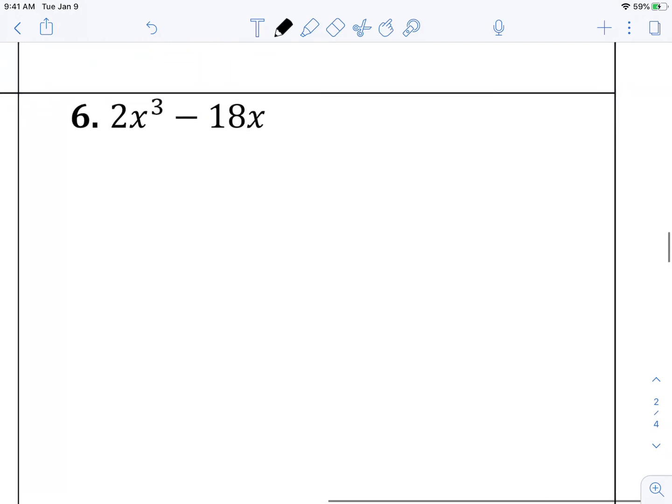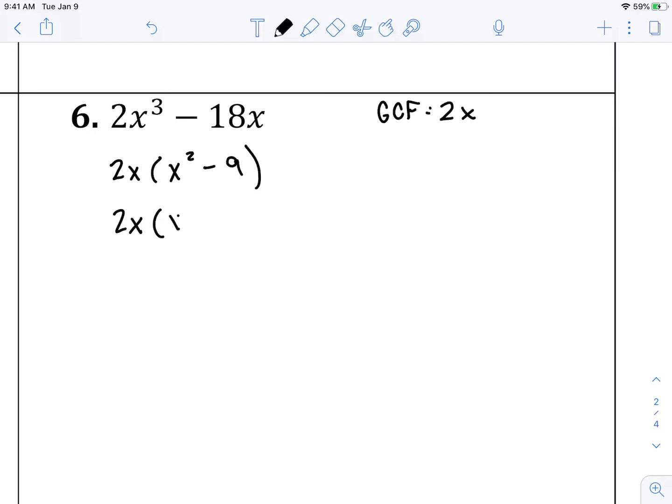Okay, number 6. So my GCF first is going to be 2x. So I get x squared minus 9. So that becomes x plus 3, x minus 3. All right, and that's it for difference of squares.